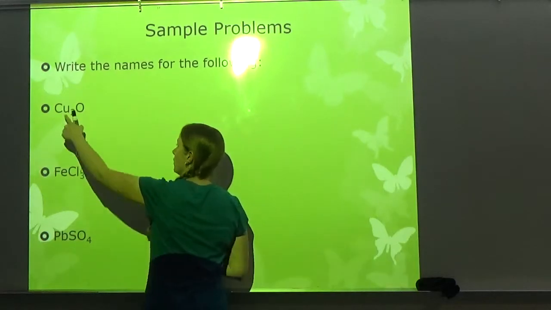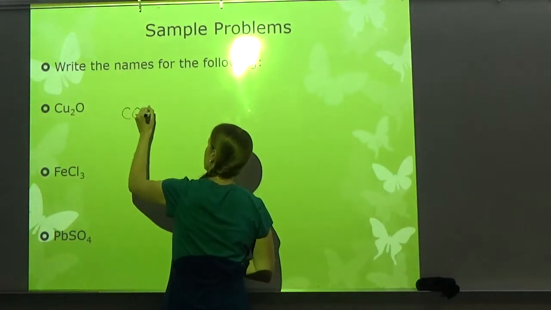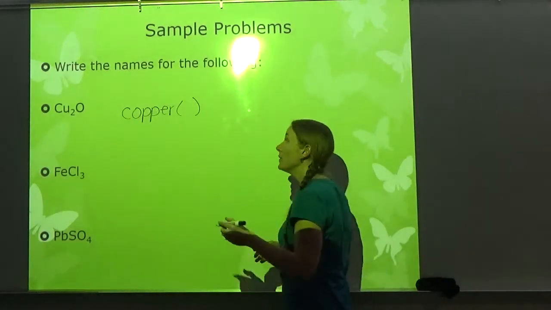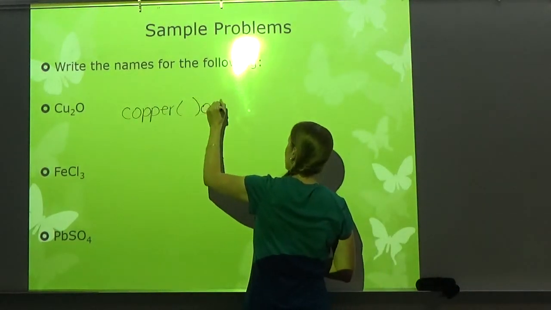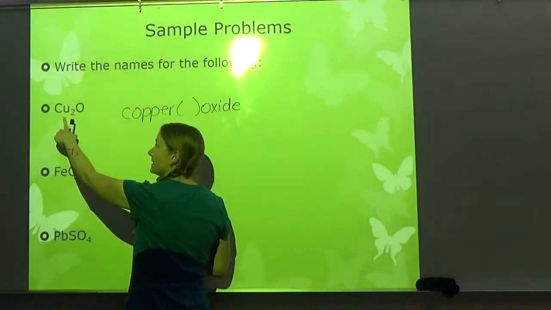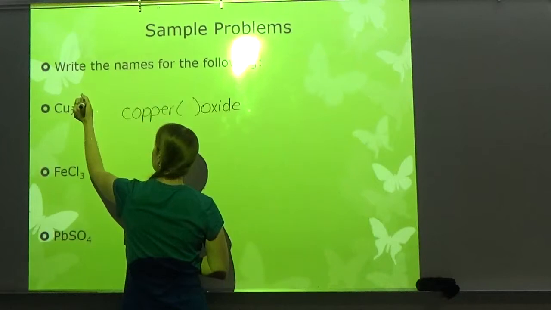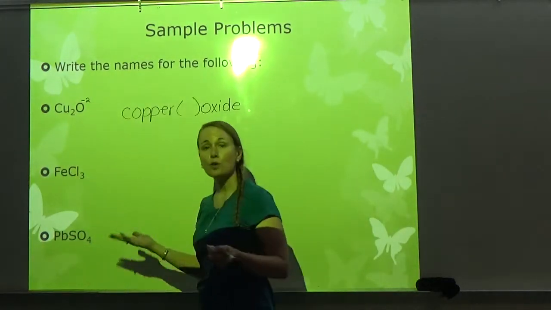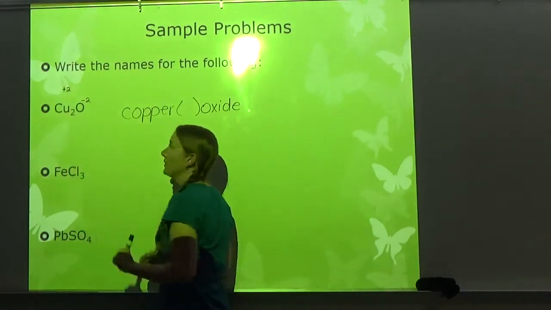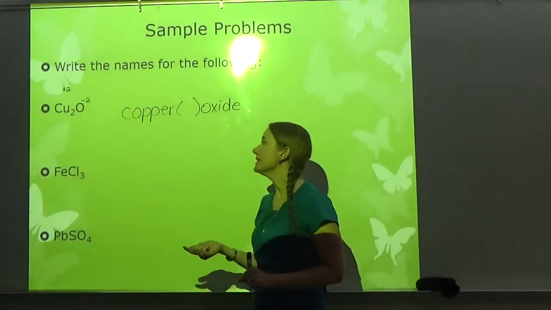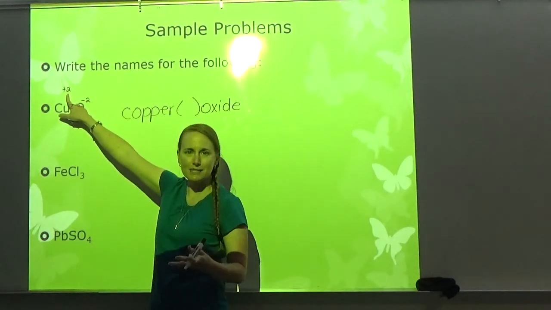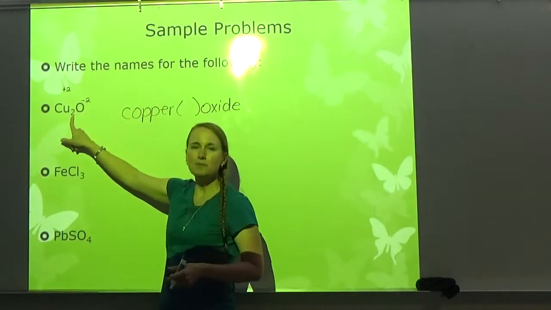So first of all, we know Cu is copper, and since it's a transition metal, I'm going to need a Roman numeral, and we know O is oxygen, which we're going to call oxide. So we can't look at the periodic table to see what Cu is, but we can look and see that oxygen's -2. So what cancels out a -2? A +2. But notice I wrote that really high. The problem is I have a subscript here.